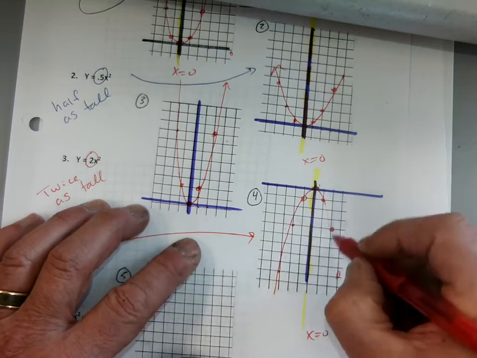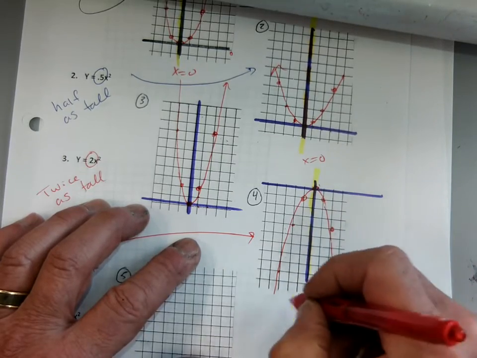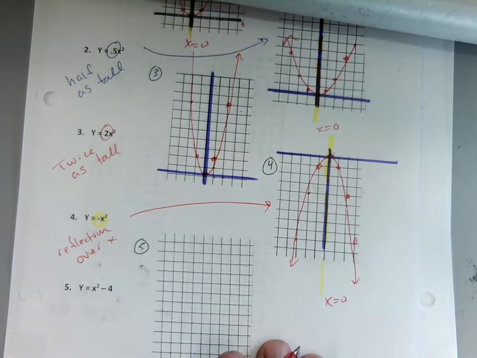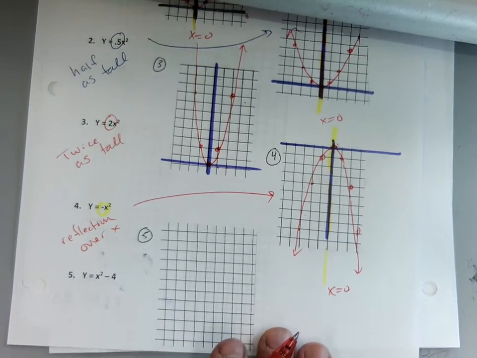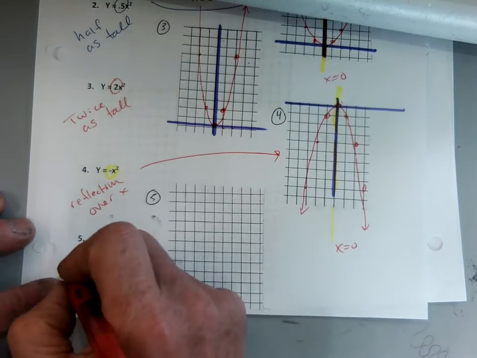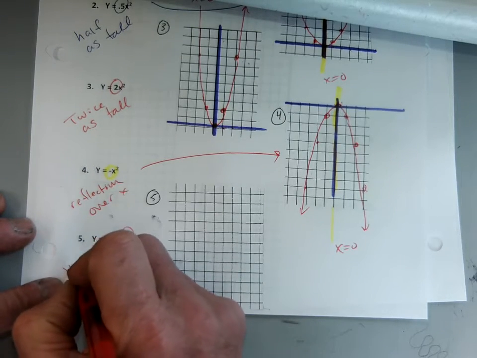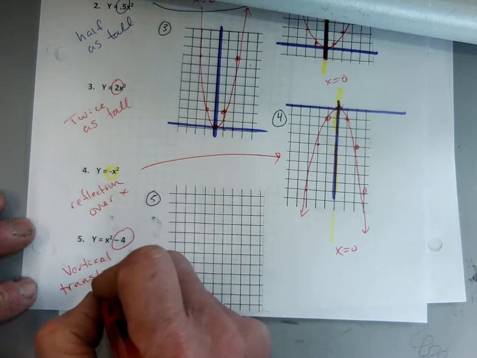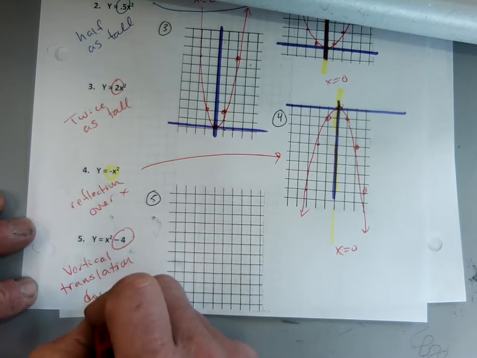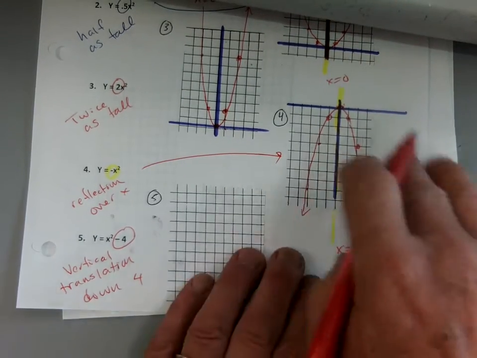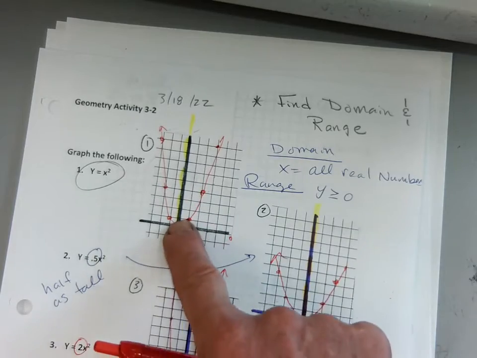What I like about this lesson is we are graphing using our brain, not a calculator and not Desmos. Now number 5. With number 5, we take our parent function and move it down: a vertical translation down 4. We take this graph and just move the whole thing down 4.